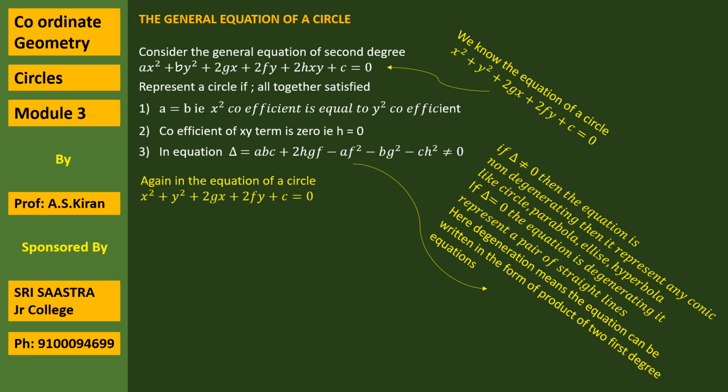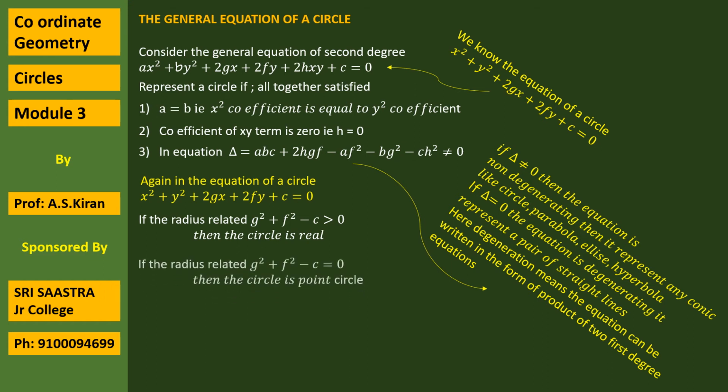Now again, in the original equation of a circle x square plus y square plus 2gx plus 2fy plus c is equal to 0, consider the radius related term. In the previous module, we had a definition for radius. If the radius related term g square plus f square minus c is greater than 0, then the circle is real. Obviously it happens because the radius is positive. What does it mean? There exists some radius. Then the circle is real.